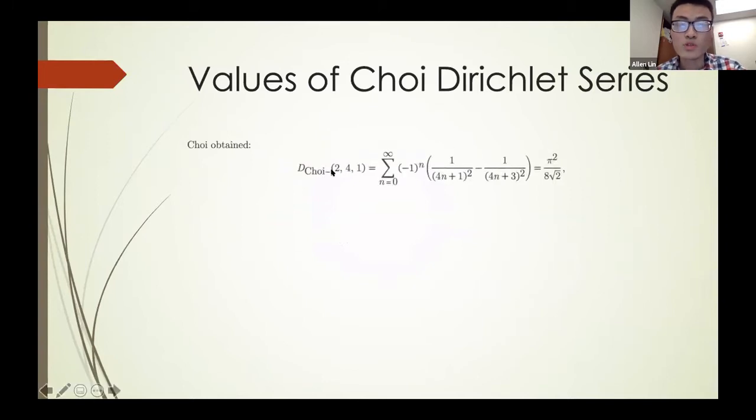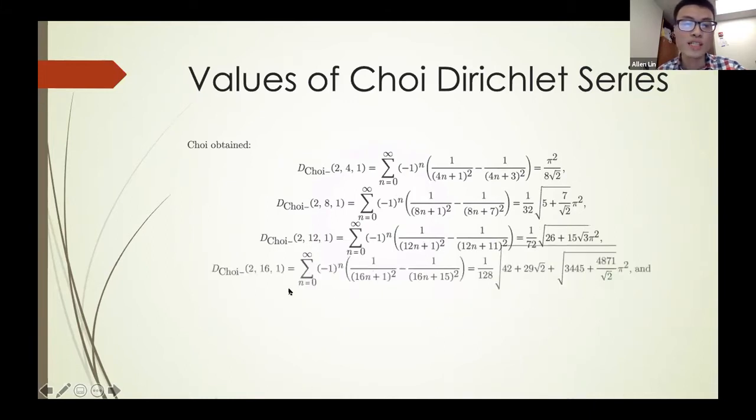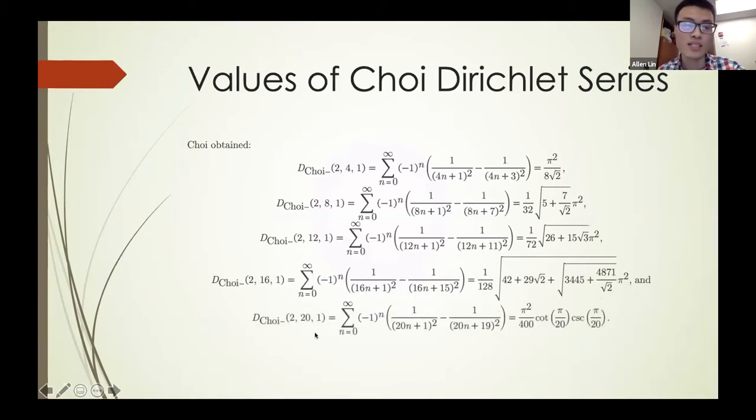D Choi minus of 2, 4, 1 is equal to pi squared over 8 radical 2. D Choi minus of 2, 8, 1 is 1 over 32 times the square root of 5 plus 7 over radical 2 times pi squared. D Choi minus of 2, 12, 1 is this value. D Choi minus of 2, 16, 1 is this value. And finally, D Choi minus of 2, 21 is equal to this value.